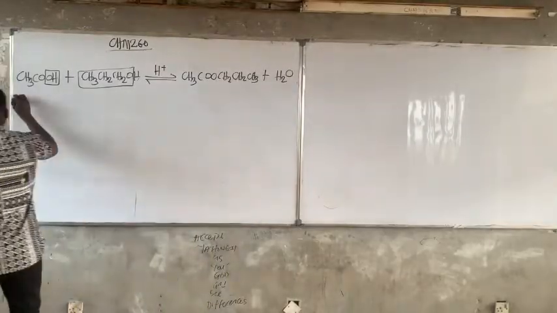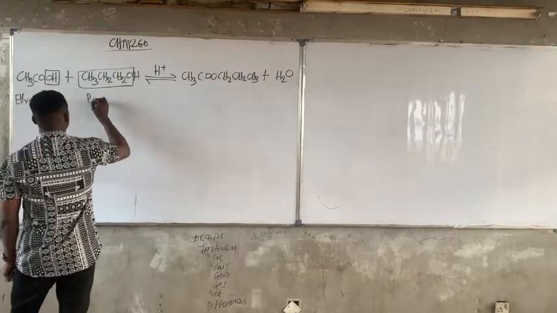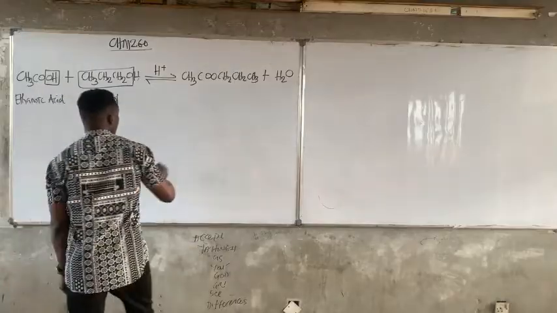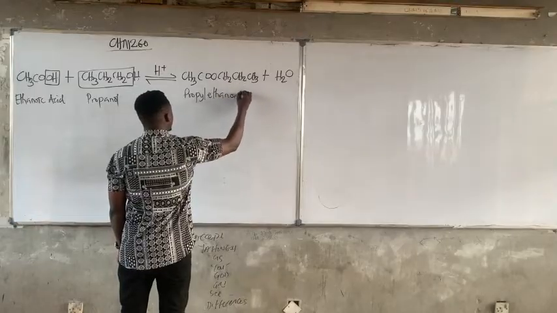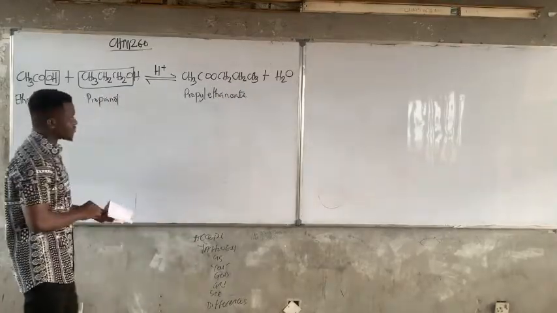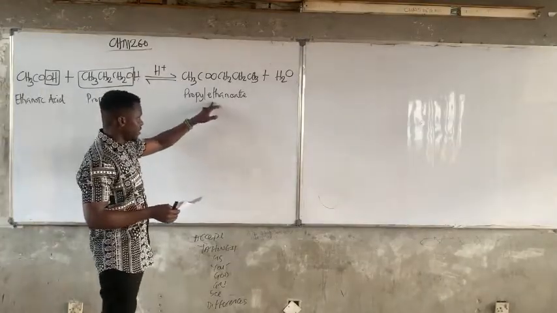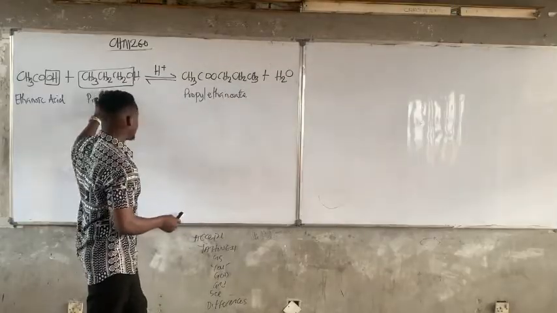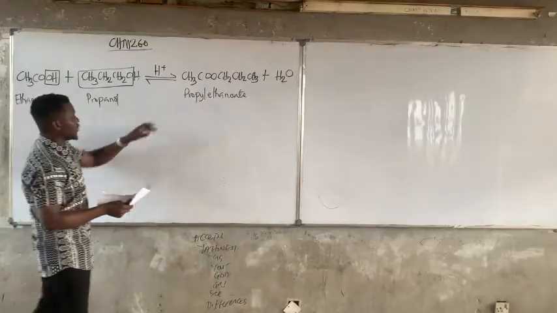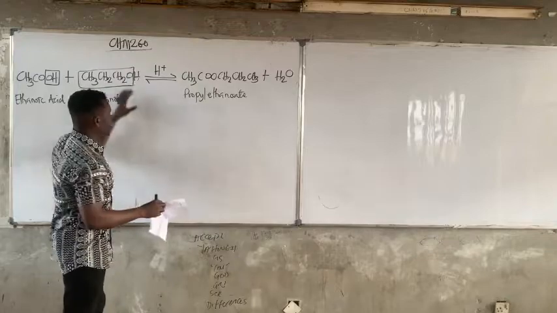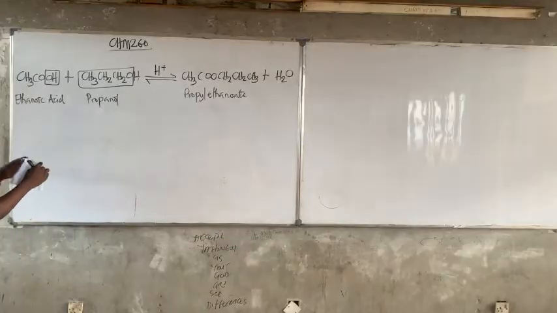So this is ethanoic acid, and this is propanol. So this is propyl ethanoate. They asked us for the name of the product, so you must give them the name. This is propyl coming from propanol. This is ethanoate coming from ethanoic acid, and then you have your water. The backward reaction is what we call hydrolysis, and this forward reaction that gives rise to this product is what we call esterification reaction.